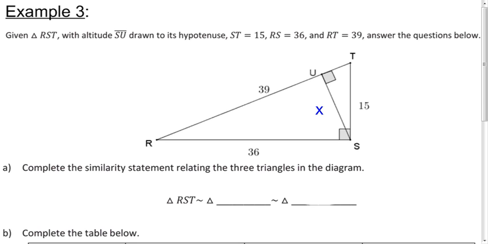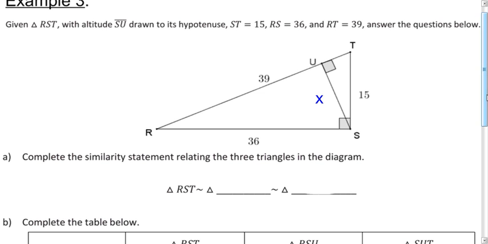Let's try one more. Here's our triangle with its altitude. I called it X for now. We want to write a similarity statement first. Triangle RST. Let's see, small angle, right angle, larger angle. So RST is similar to RUS, right? Small angle, right angle, larger angle, and SUT. When I say larger angle, I mean larger acute angle. It's not larger than the right angle.